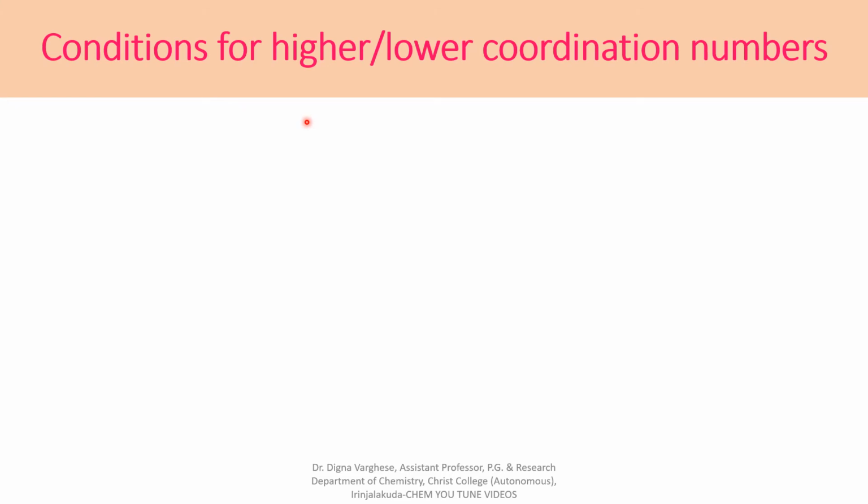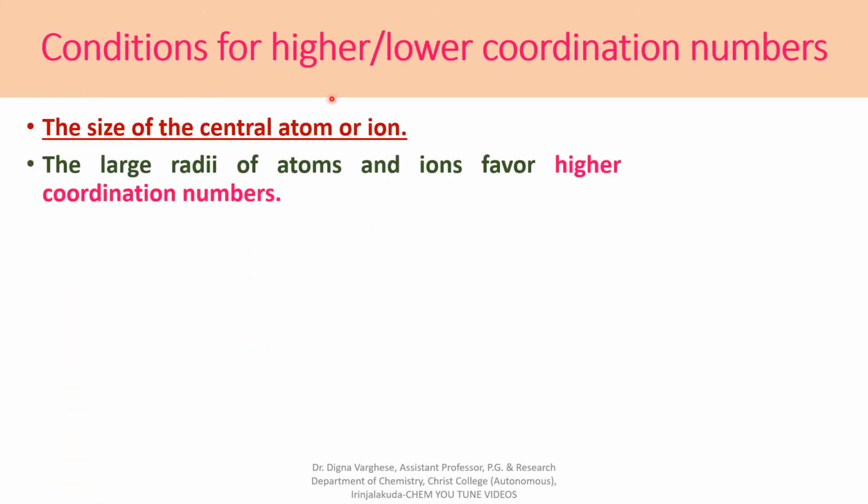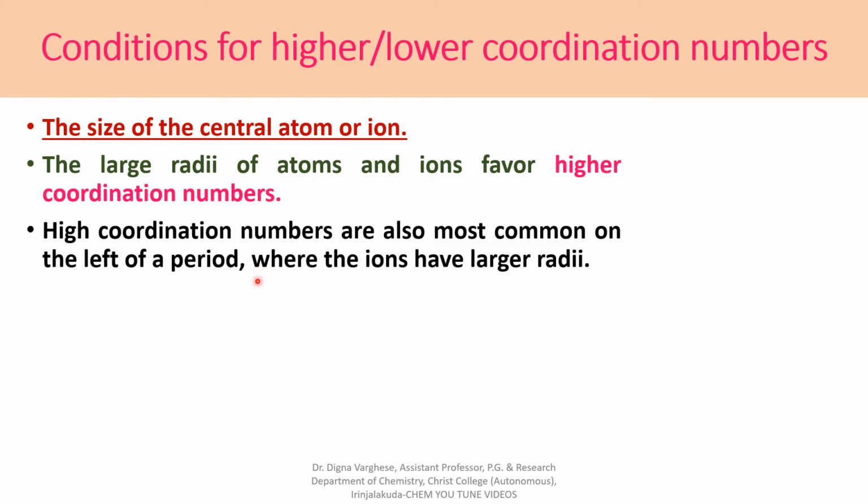Conditions for higher or lower coordination numbers. The size of the central atom or ion depends on whether the metal atom acquires higher or lower coordination numbers. The larger radii of atoms and ions favor higher coordination numbers. Higher coordination numbers are also most common on the left of a period. We know the left side of the periodic table contains the ions with larger radii. So they favor higher coordination numbers.